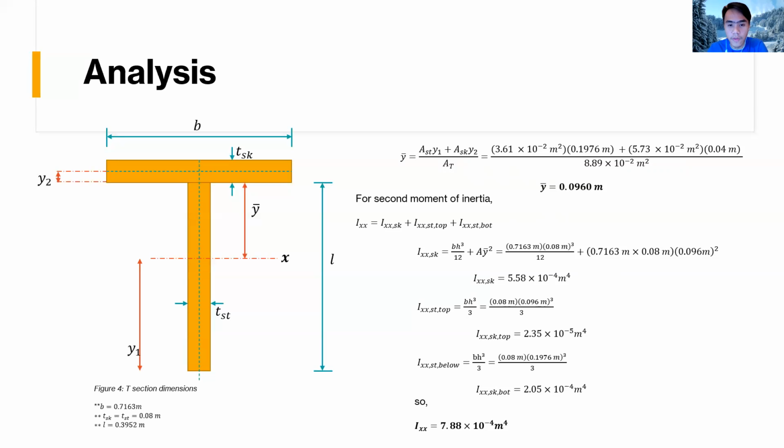However, the stiffener comprises two regions: the stiffener at the top and the stiffener at the bottom. So we calculate with respect to the direct axis, both from the top and the bottom, which means that the moment of inertia will differ from the formula with respect to their axis or the centroidal. Once we got the total second moment of inertia for these regions, we got a total of 7.88 times 10 to the negative 4 m^4.